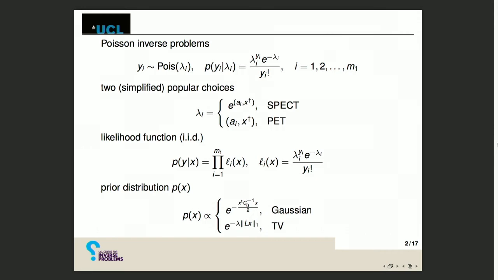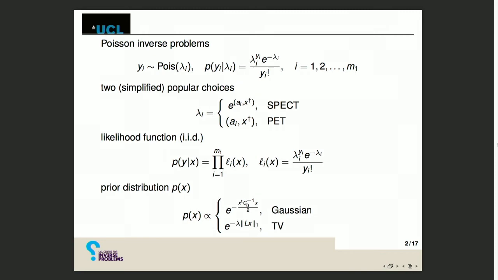And if we assume that the data points are generated independent, identically distributed from the Poisson distribution, then we have this kind of likelihood function, and each of them is a Poisson distribution. We are doing image reconstruction, so we also have a prior distribution on the signal we are treating. There are many different priors, and the simplest one is the Gaussian prior. We can also have sparsity priors, total variation, or anatomical priors. There are many possible priors we can incorporate over here.